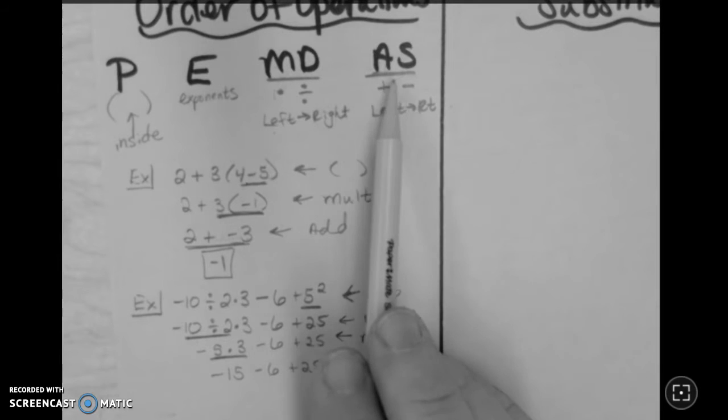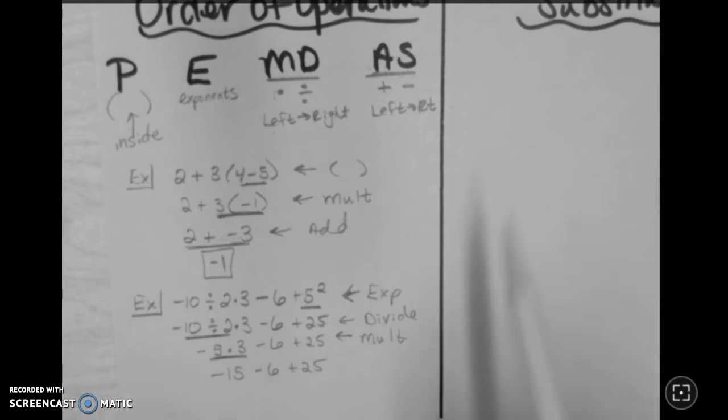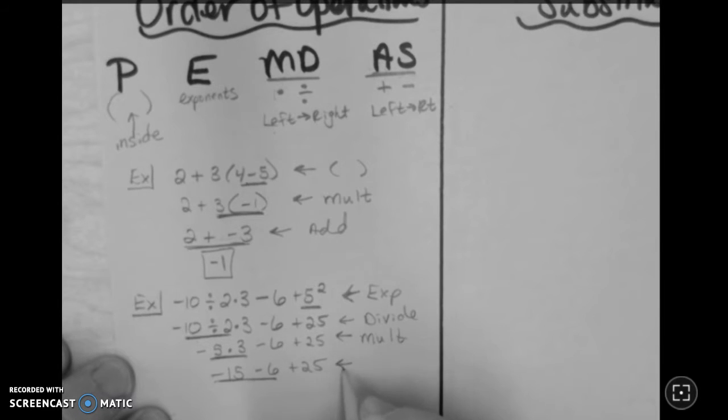Now all I have left is adding and subtracting. I'm going to go left to right. So I do this first. A negative 15 and a negative 6 is a negative 21. Bring down the 25. Negative 21 and a positive 25, different signs subtract, and so it's 4, and since 25 is bigger, it's positive 4.